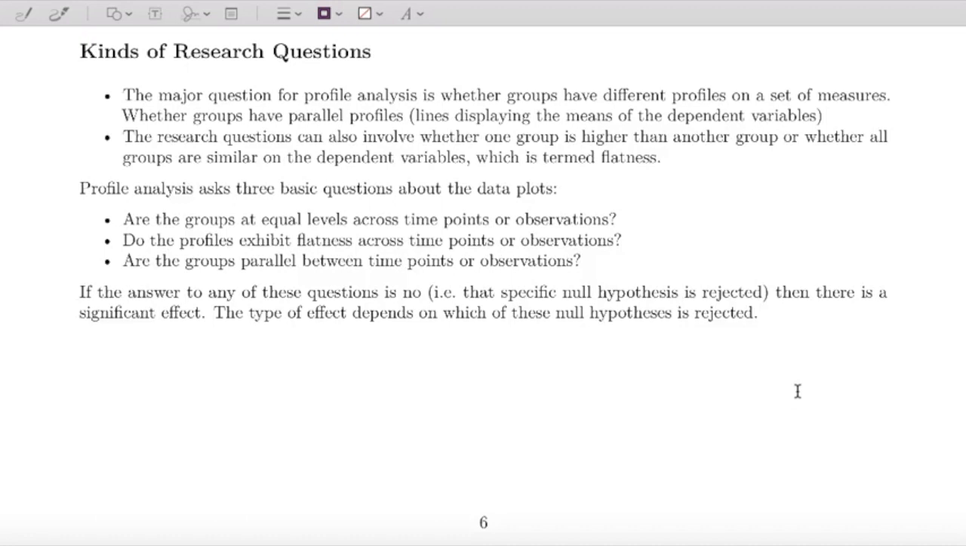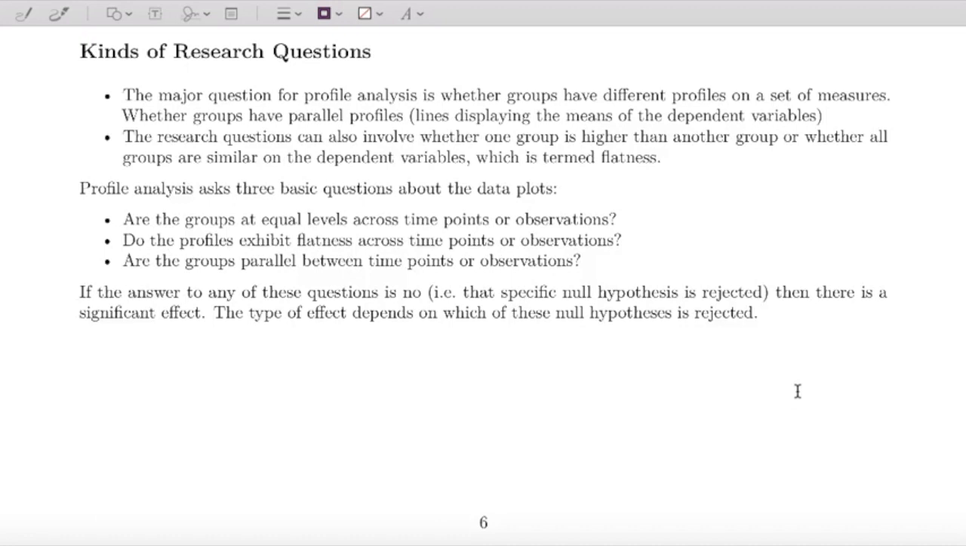So profile analysis is asking three basic questions. Are the groups at equal levels across time points or observations? In observations, you can substitute the word there on the repeated measures. Do the profiles exhibit flatness across time points or the repeated measurements that you have? Are the groups parallel between time points or observations? And I'm going to go back to these questions when I show you the graphs.